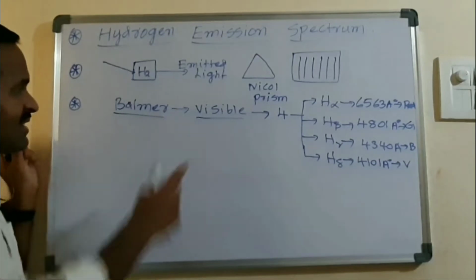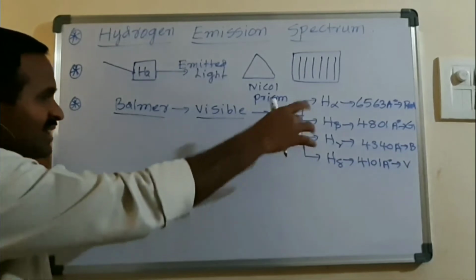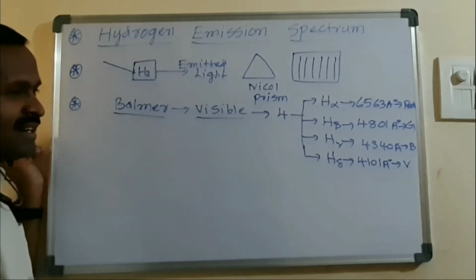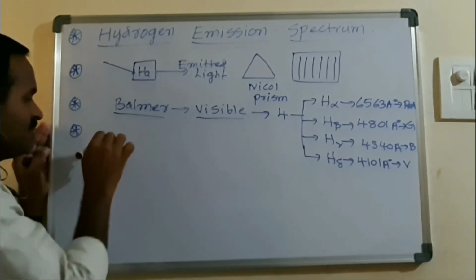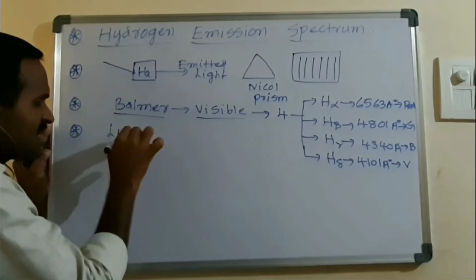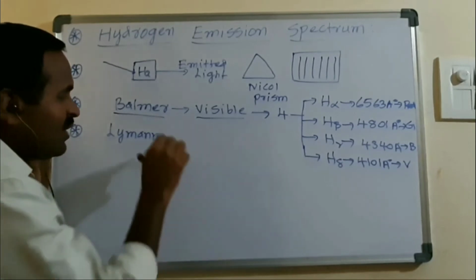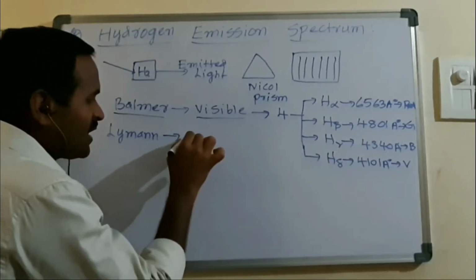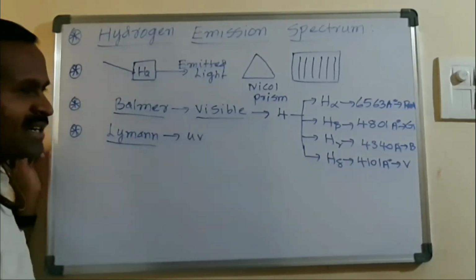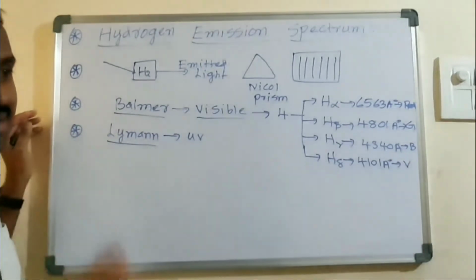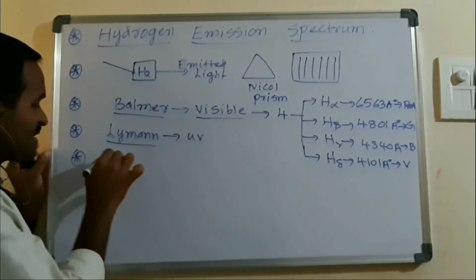Now later, after the discovery of these 4 spectral lines, this whole series of lines is called the Balmer series. Later, after Balmer, Lyman is another scientist. He found some spectral lines in the UV range of radiation, which we call the Lyman series, right?